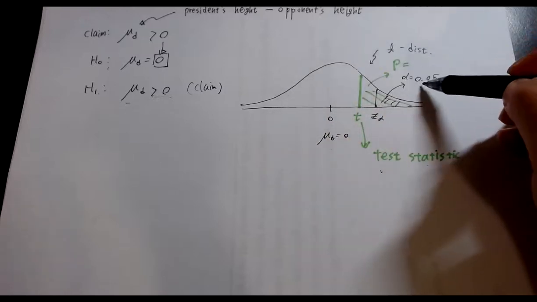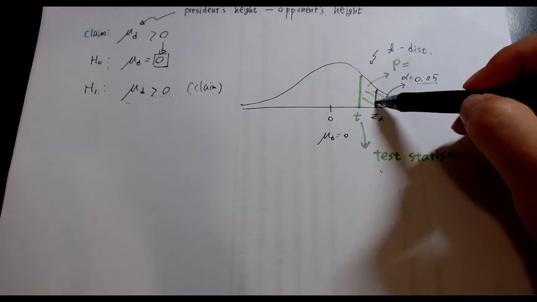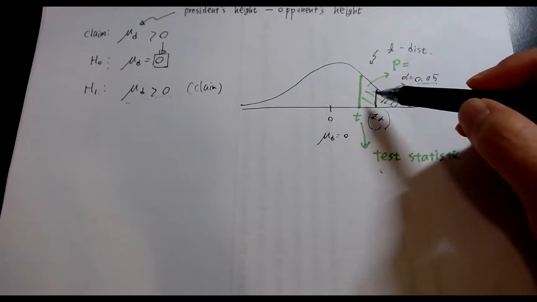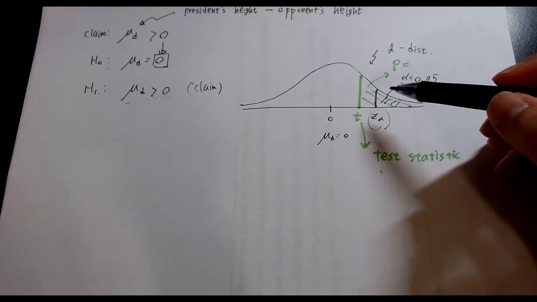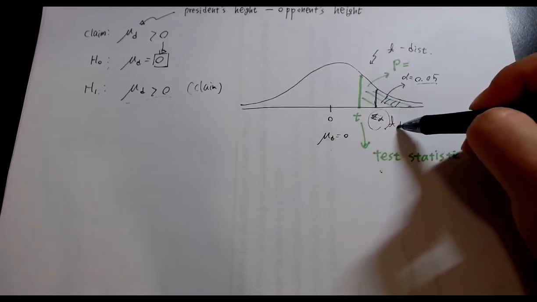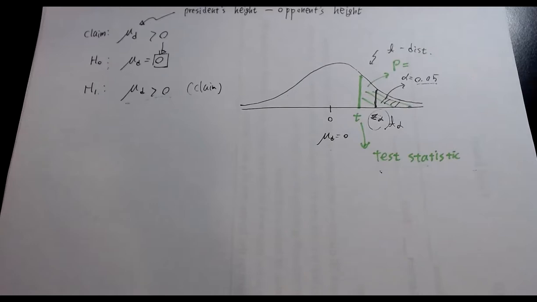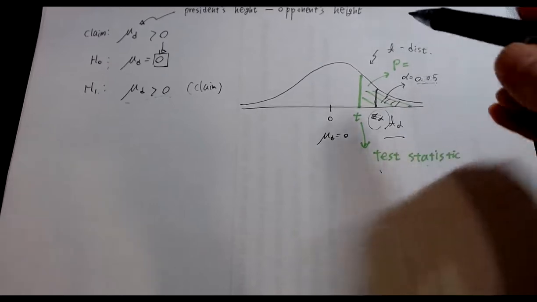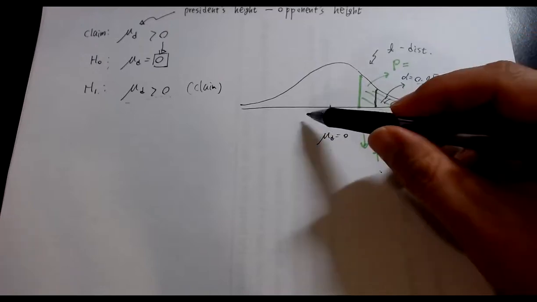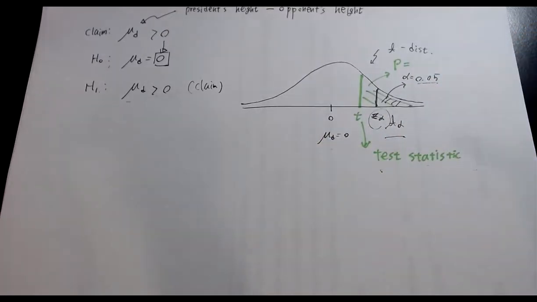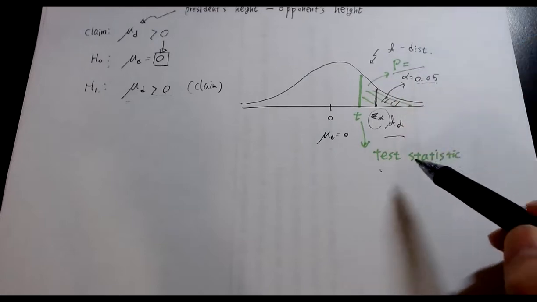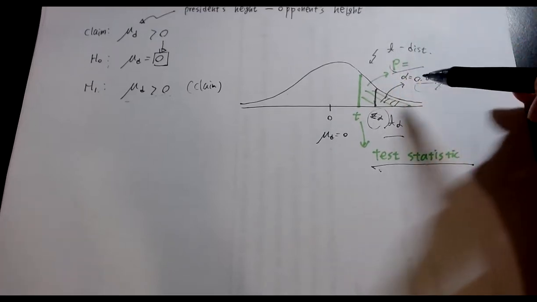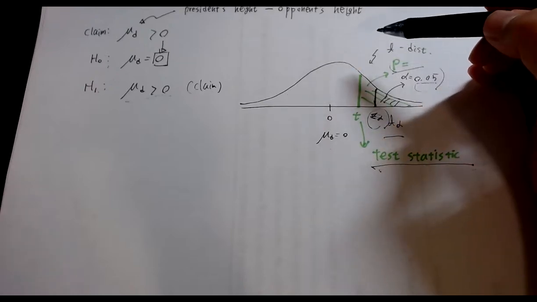And alpha is the probability beyond the critical value, t sub alpha. This is the value separating the significant high and non-significant high. Using the t-test, we can figure out the p-value and test statistic. If the p-value is greater than 0.05, that means we fail to reject the null hypothesis, right?